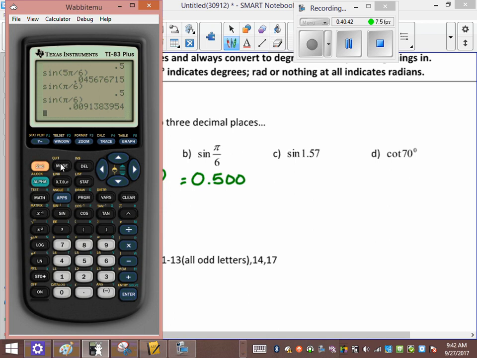Often the times that people convert to degrees is when they have to draw it. Because right now it's like 5 pi over 3. Well, I don't know where to draw that, right? But if I convert it to a degree, I can draw it. That's when I see most of the time the conversions happening, is the drawing, because it's just easier that way. So sine 1.57.